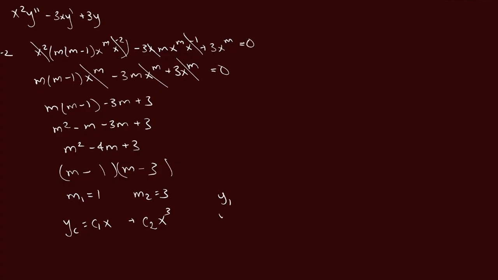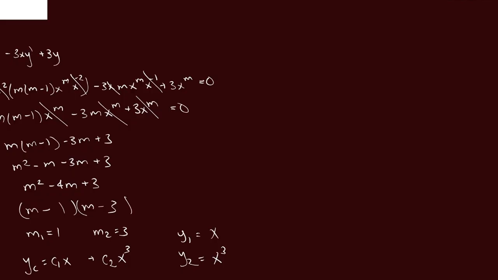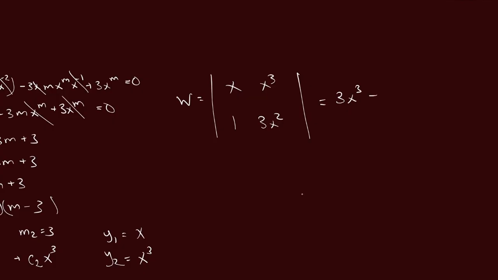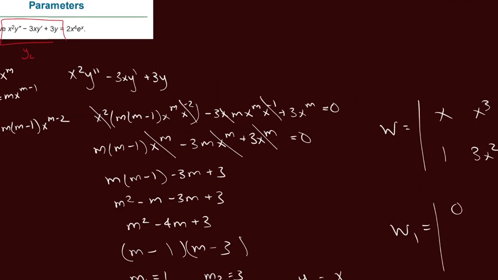We have to find y1 and y2. So y1 will just be x, y2 will be x cubed. Now let's find our w values. So w is going to be a matrix. We have y1 here, y2 here, y1 prime, and y2 prime. Then we have to find the determinant. That will be x cubed, 1, 3x squared. So that's 3x cubed minus x cubed equals 2x cubed. So that's w found.